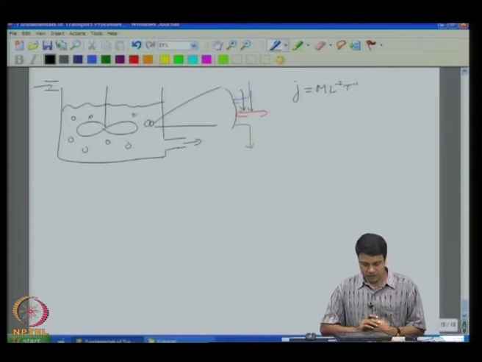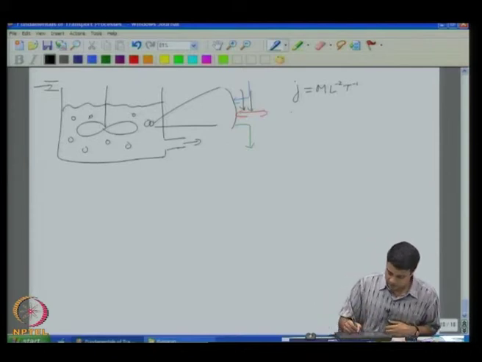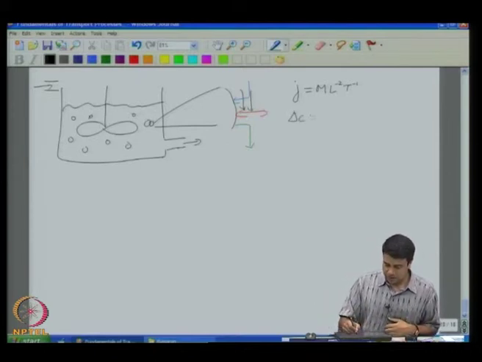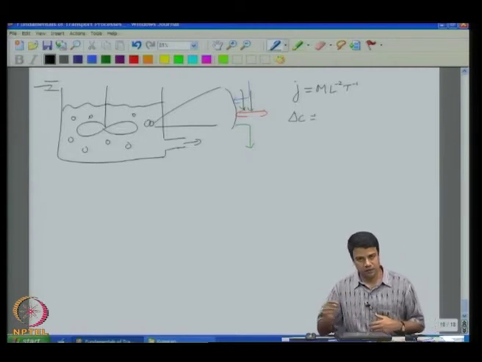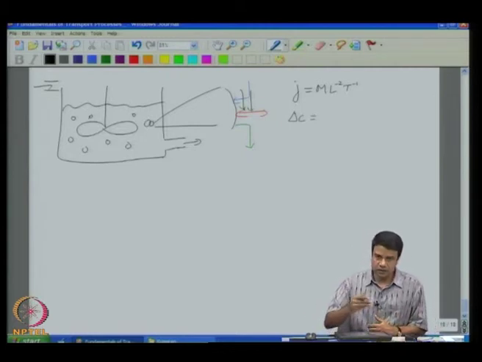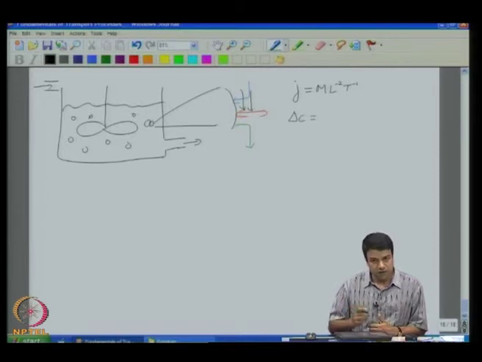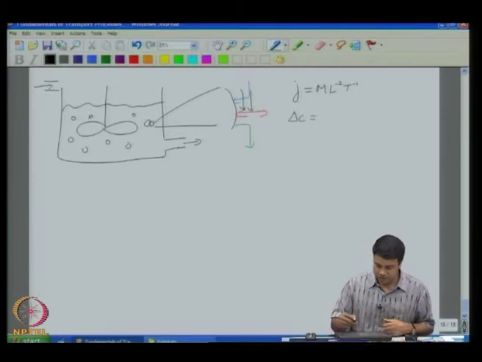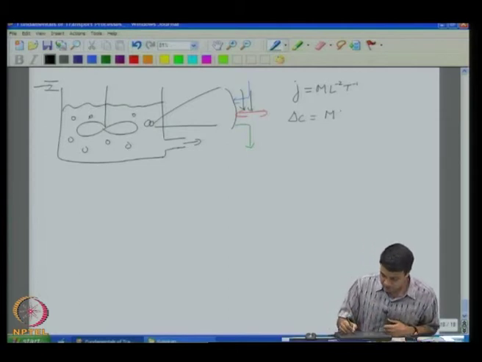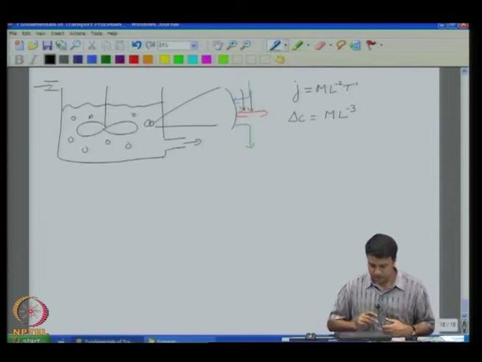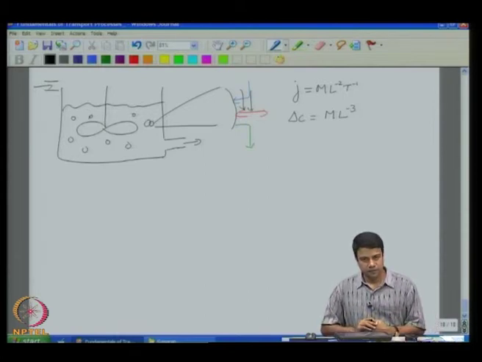The mass flux to this catalyst surface in the mass transfer problem is going to depend upon the concentration difference between the catalyst surface and far away. The difference in concentration between the concentration on the surface of the catalyst and the concentration far away, that average difference, has dimensions of mass per unit volume. And in all mass transfer problems, ultimately the rate of transport is going to depend upon the diffusion coefficient.